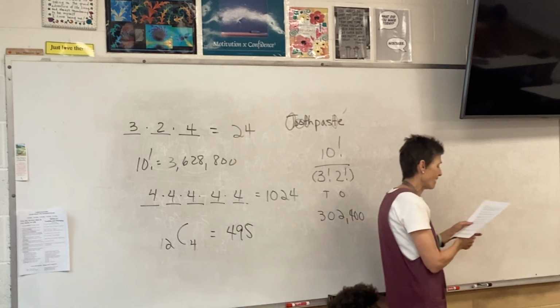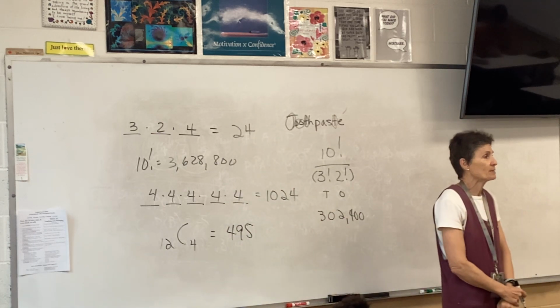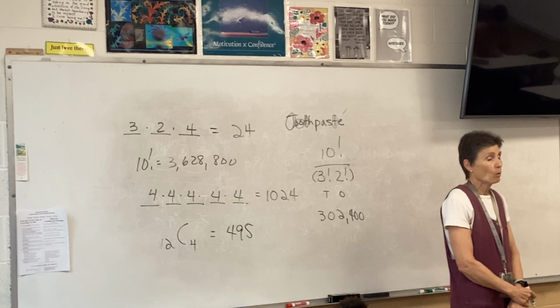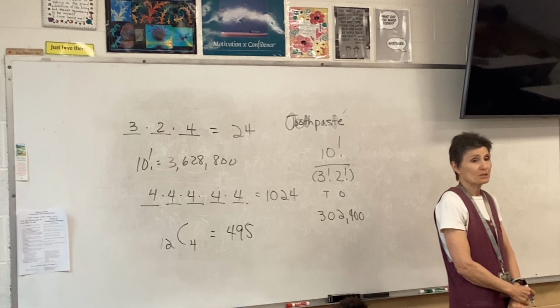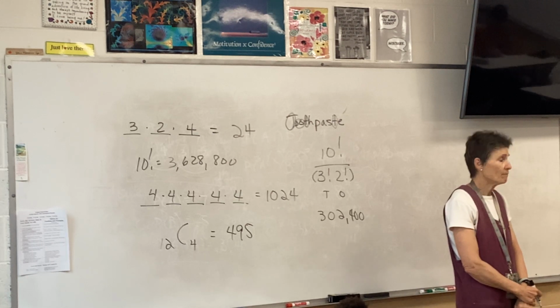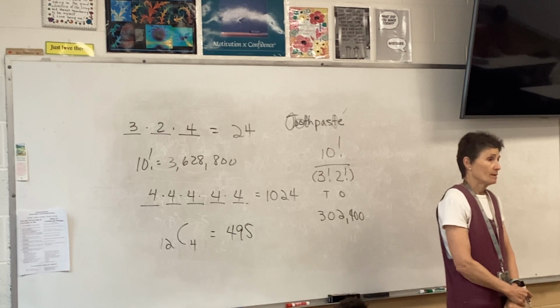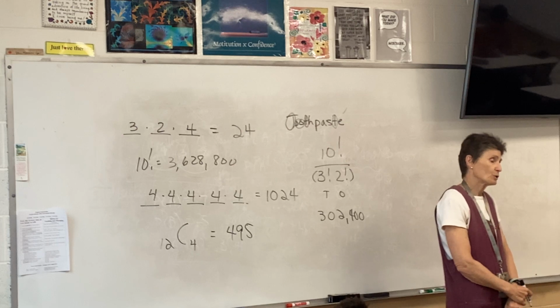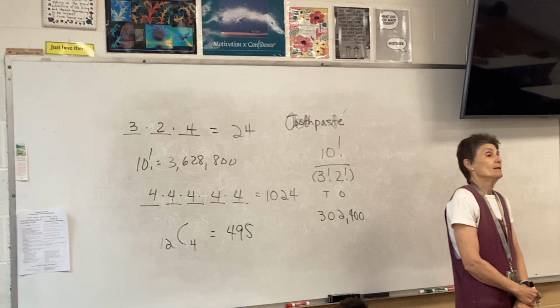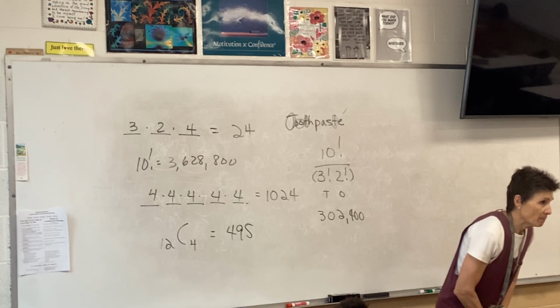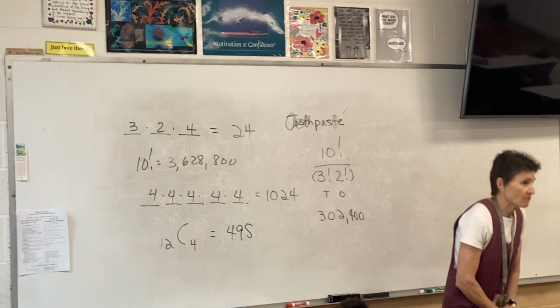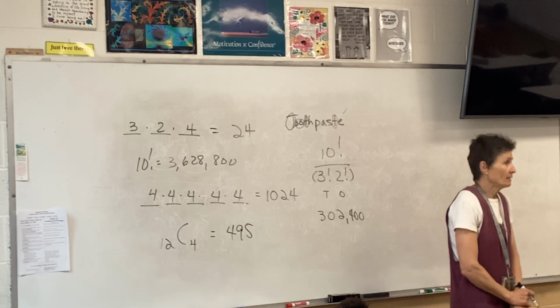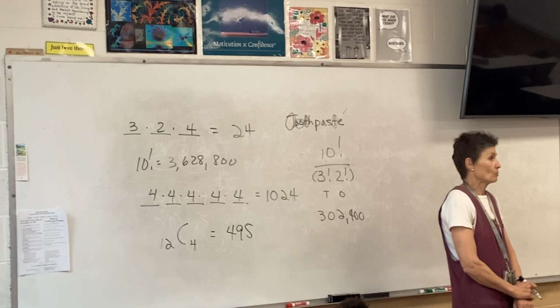How many ways can 5 people be seated around the dining room table? 4 factorial, which is 24. So one more time, at the risk of boring you, which I know I would never do. 6 people in a row is 6 factorial. 6 people in a circle is 5 factorial.